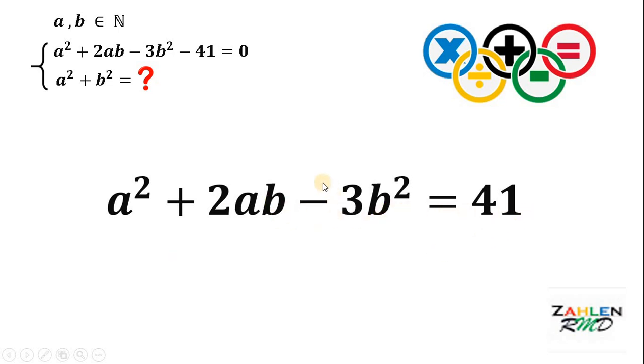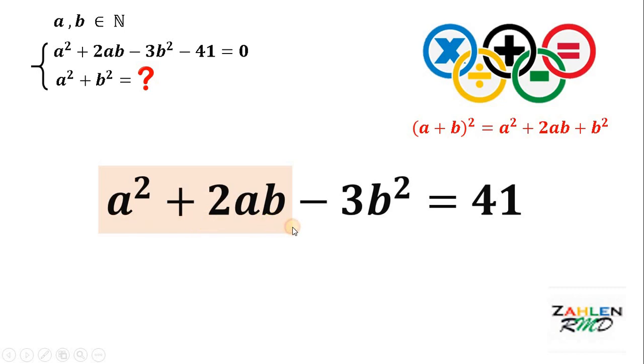Now notice that we have a minus sign. Maybe we can use difference of two squares, but I don't see any squares. So what we're going to do is manipulate the expression on the left-hand side to make it a square minus another square. To do that, notice that a squared plus 2ab is similar to the expansion of (a plus b) squared, because (a plus b) squared is equal to a squared plus 2ab plus b squared. The only missing term must be b squared.